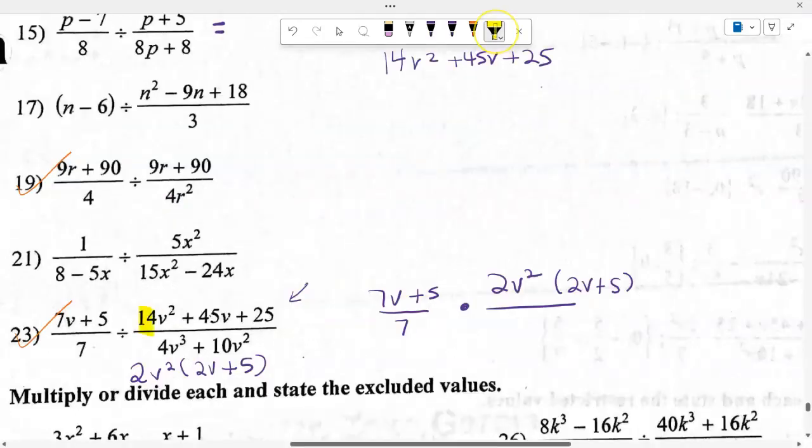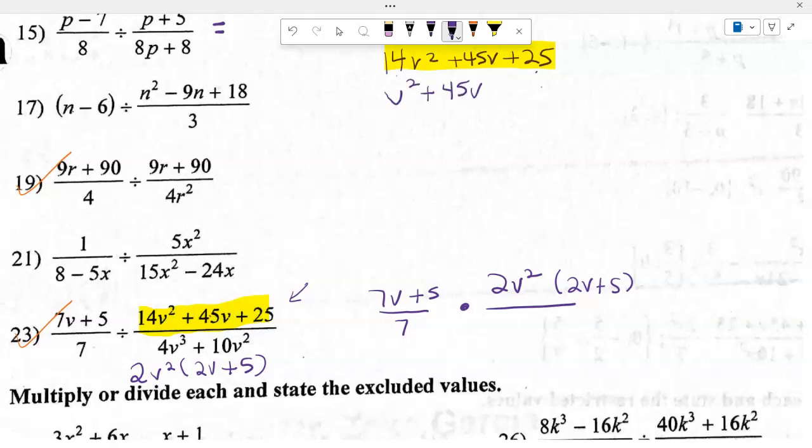I'm going to factor 14v squared plus 45v up here. So I'm going to multiply 14 times 25. That gives you 350. So you have v squared plus 45v plus 350. You're going to look at 350 and find two numbers that add to 45 but also multiply to give you 350, which we know is going to be v plus 35 and v plus 10.